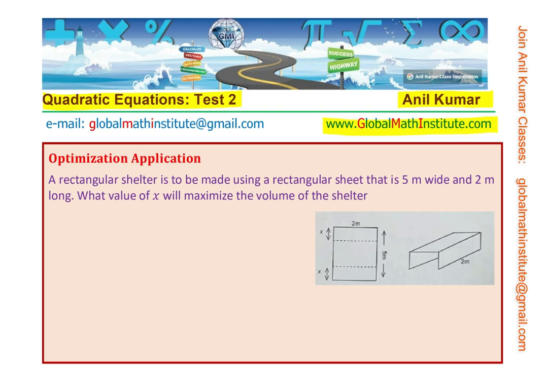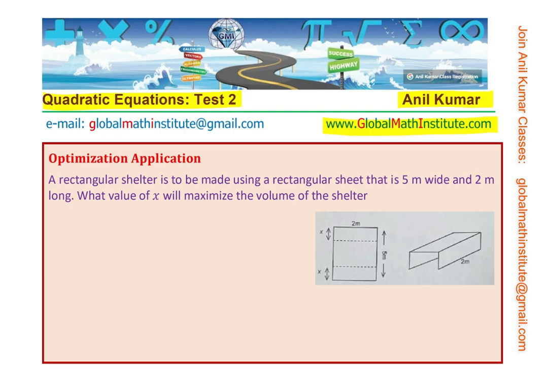Now this question is based on optimization. The problem here is: a rectangular shelter is to be made using a rectangular sheet that is 5 meter wide and 2 meter long. What value of x will maximize the volume of shelter? As you can see in the diagram, here is that rectangular sheet, 5 meter by 2 meters, and it's folded x meters from each side and then bent to form a shelter. We need to maximize the volume. So what should be the value of x? That is what the question is asking for.